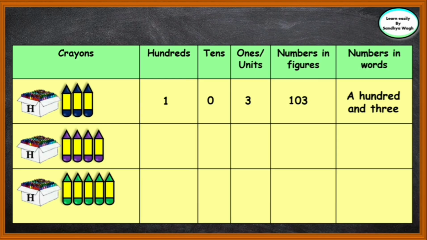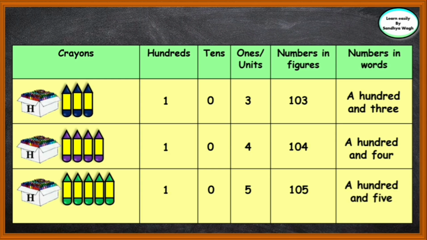103. In this next picture we have a box of 100 crayons and 4 more crayons. It means 100, 0 tens, 4 ones. In figures it would be 104 and in words it would be 104. In this next picture we have a box of 100 crayons and 5 more crayons. So it means 100, 0 tens, 5 ones. It means 105. In words it would be 105.